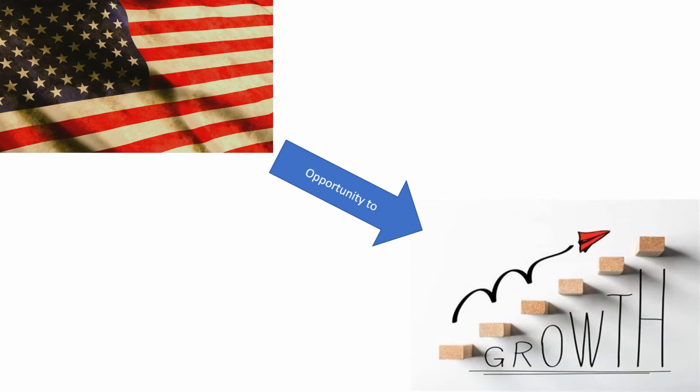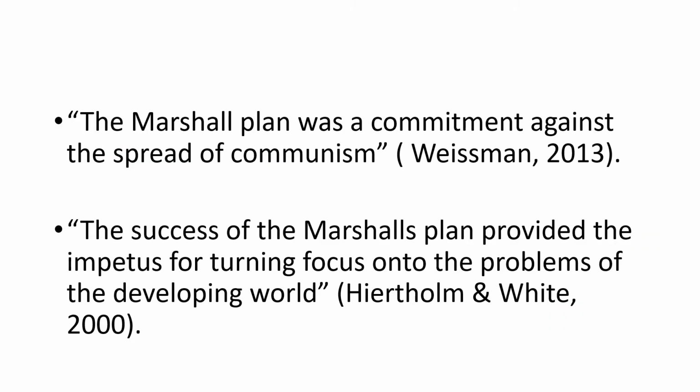However, at the time, the Soviet Union wanted the spread of communism, but America were against this. The Marshall Plan was a commitment against the spread of communism. The strategic political development is a prime example of a country supplying foreign aid for their best interests and growth rather than doing it for the good of their heart and world development. Here, Home and White 2000 state the success of the Marshall Plan provided the impetus for turning focus onto the problems of the developing world.